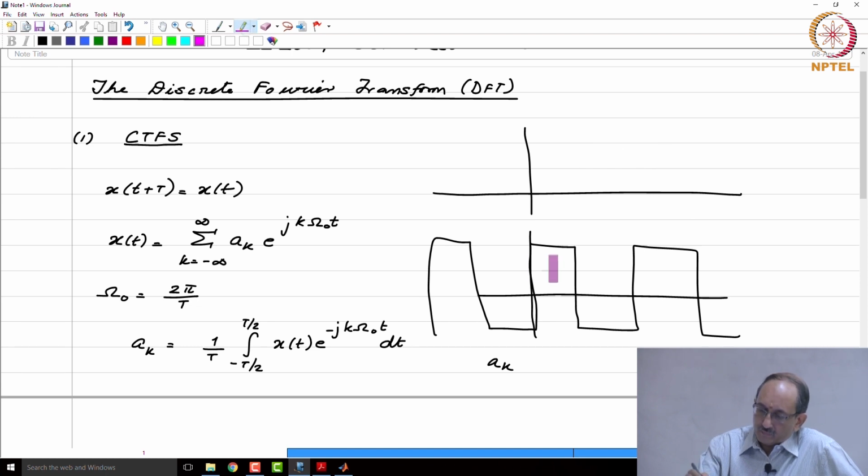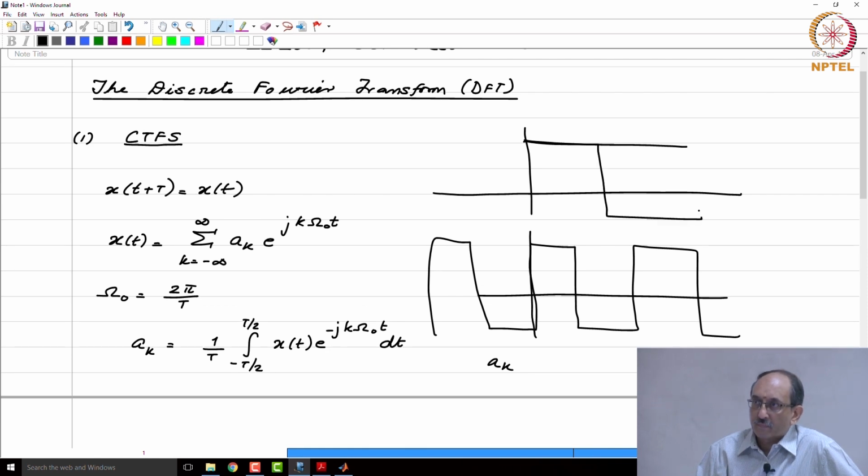Now, let us take this square wave and do a Walsh expansion, alright. So, these are the basis functions for Walsh, and if I want to express this in terms of Walsh expansion, what do you think will be the number of coefficients that will be required? It will be just 1.